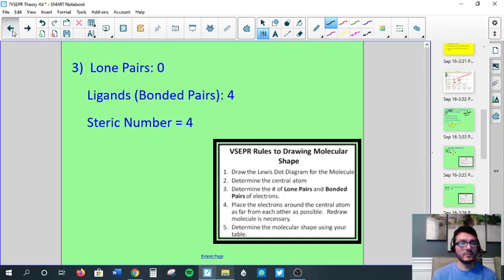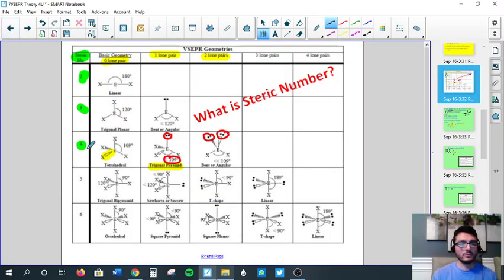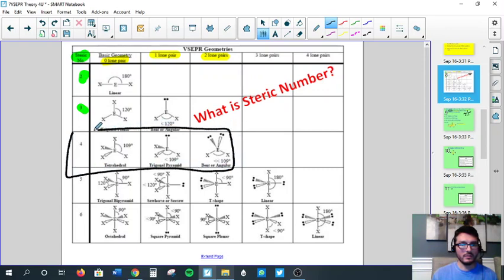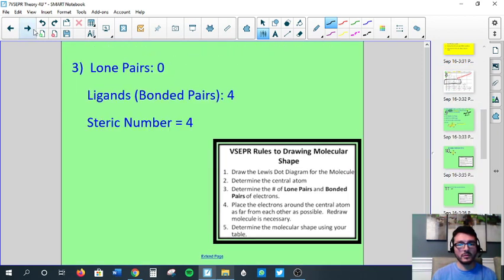So going back to our VSEPR chart, right here, it's going to be one of these. Let me erase what I've drawn here. Okay, so it's going to be one of these guys. Tetrahedral, trigonal pyramidal, or bent, or angular. So one of those. We need to figure out how many lone pairs there are, but I think we already know that, but I'll get back to that. Okay, so where are we?